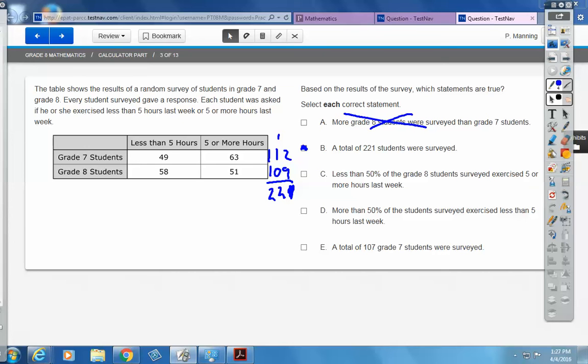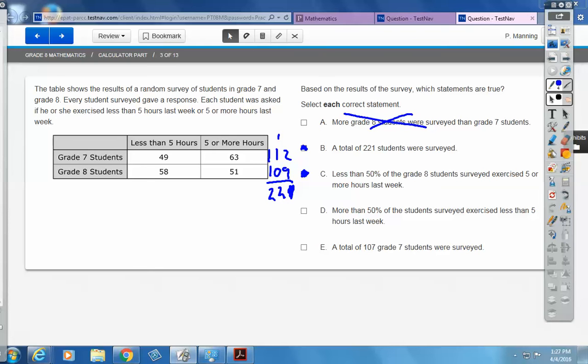All right. Less than 50% of the grade 8 students surveyed exercised 5 or more hours last week. So less than, yes, because 51 is less than 58, and it would have to be equal for it to be half. Lazy 8th graders.